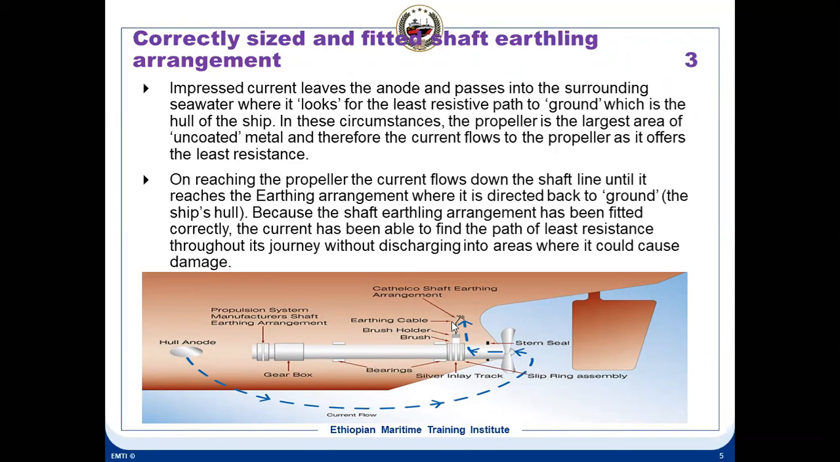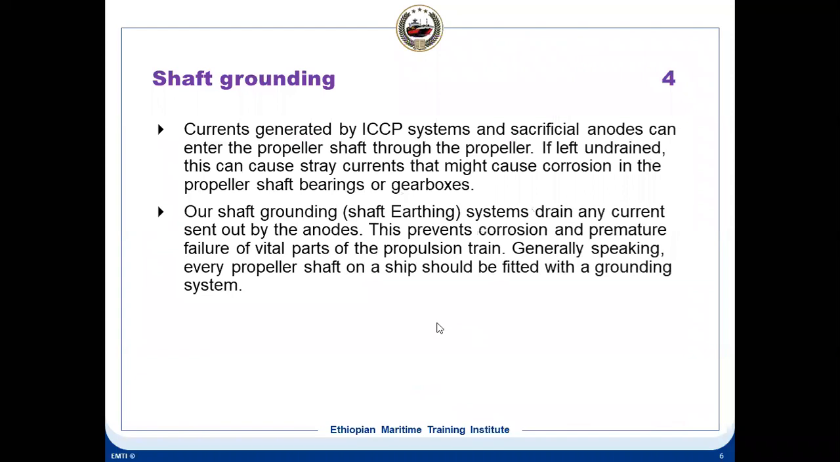So the shaft arrangement has been fitted correctly. The current has been able to find a path of least resistance throughout its journey without discharging into the areas where it could cause damage. So, current generated by ICCP systems.